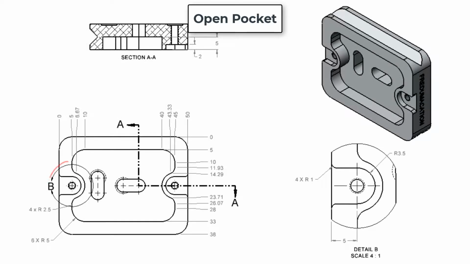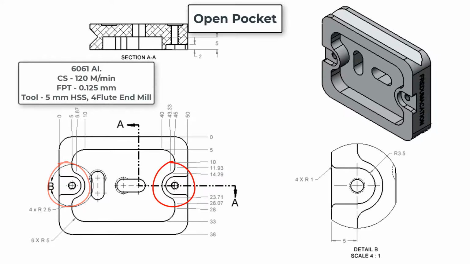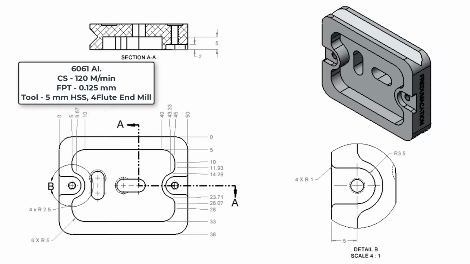In this video, I'll demonstrate how to code these two open pockets. Open pockets are coded almost the same as any other contour requiring multiple passes. The material being cut is 6061 aluminum, and I'll use a 5mm high-speed steel 2-flute end mill with a cutting speed of 120 meters per minute and a feed per tooth of 125 microns to cut this open pocket.